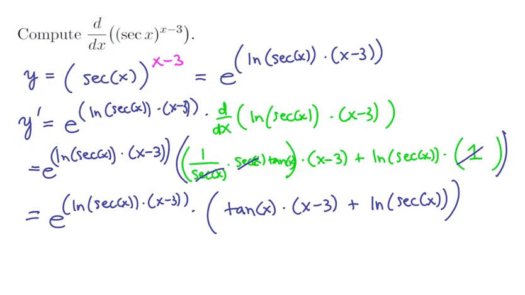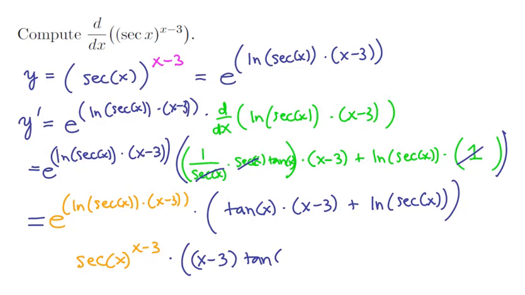Now let's clean this up one more time. Notice that this expression can be again simplified. It can be put back as the secant of x as a quantity raised to the x minus 3. And then if we clean up on the inside here, I'm going to switch the order. We have x minus 3 times the tangent of x, that just reads a little better, plus the natural logarithm of secant of x. So this expression would be our derivative for this function right here.